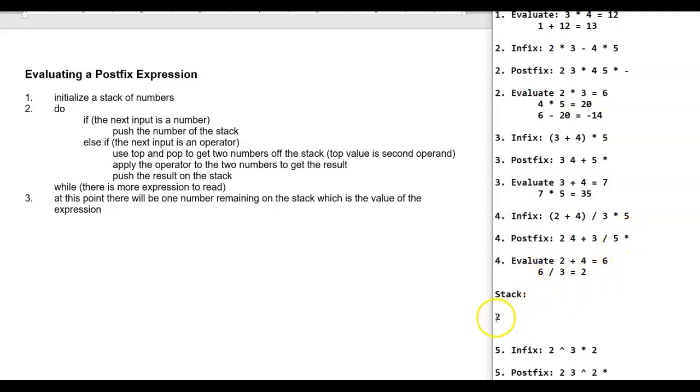And then we've got 5, so we push the 5. And then we've got multiplication. So we're going to pop both those guys off. It's going to be 2 times 5, which is 10. And push that back on the stack, and that's the end of our expression, and whatever's left on the stack is our answer. So again, let's just check this. 6 divided by 3 is 2 times 5 is 10, and that's what we've got here. Okay, we'll do the last two.